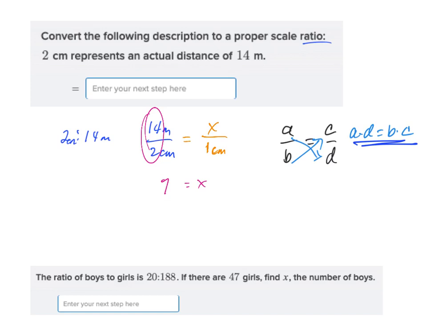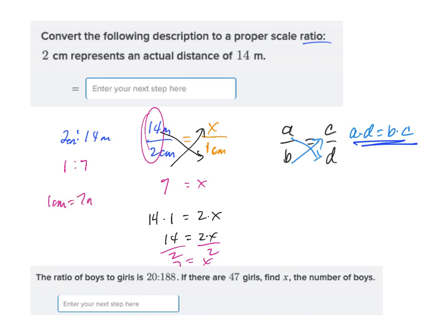If it was different numbers than these, you could use your cross products and say 14 times 1 equals 2 times x. And then we're going to get 14 equals 2 times x. I'm going to divide both sides by 2 and get x equals 7. So this ratio is the same as saying 1 to 7. And we could also say 1 centimeter equals 7 meters.